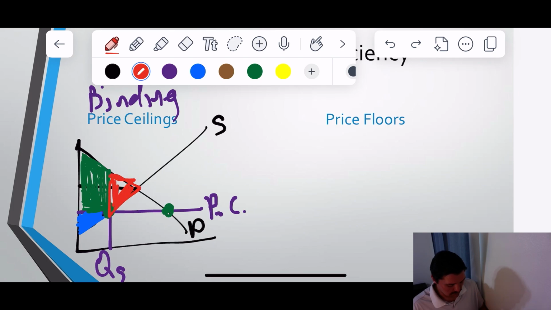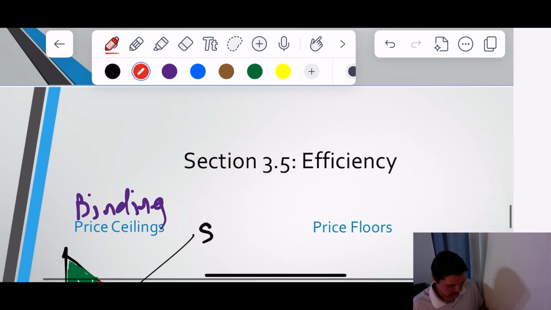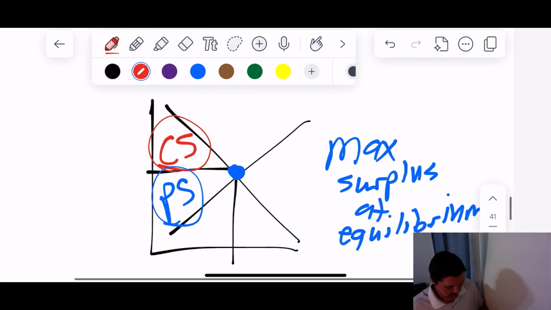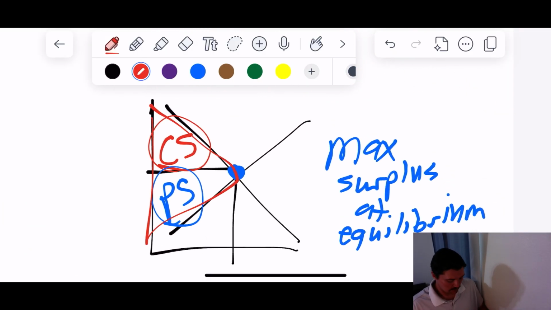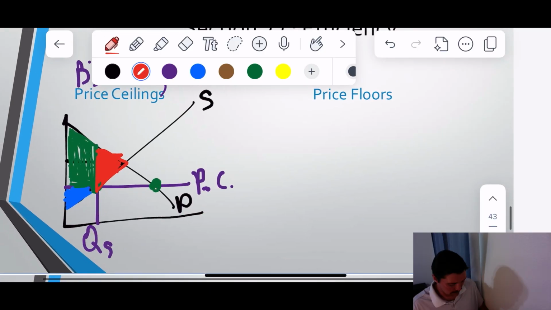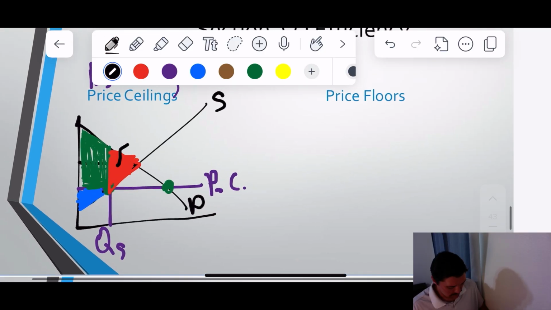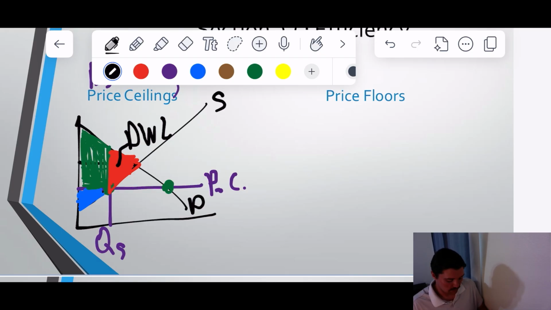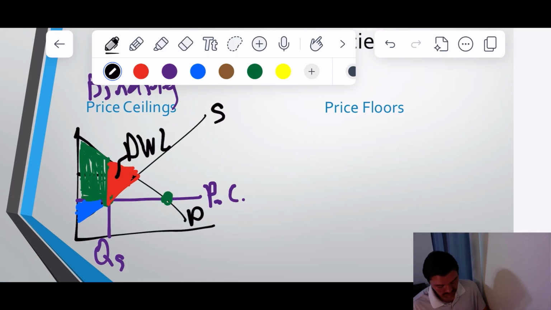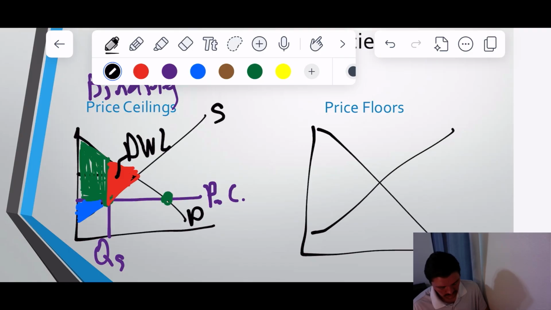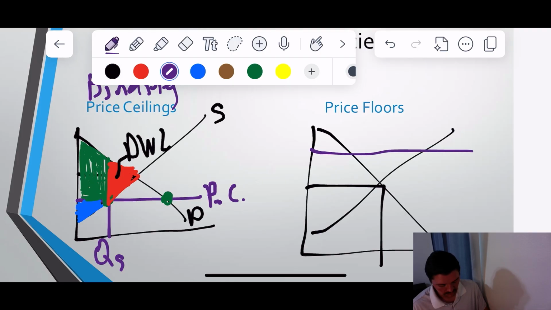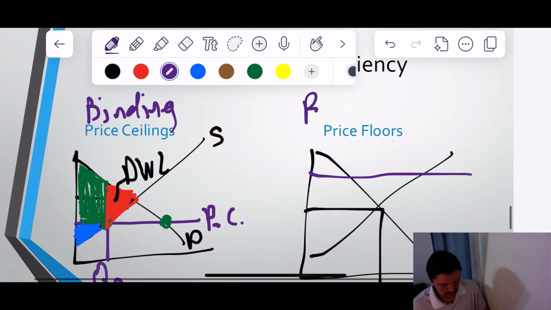Going back to what we talked about with maximum surplus, where we have this entire triangle filled up, we are missing the front part there. This is your deadweight loss. So this is what deadweight loss looks like with price ceilings. Price floors have a very similar effect, but now the price floor has to be here. Price floor above there is a binding price floor.